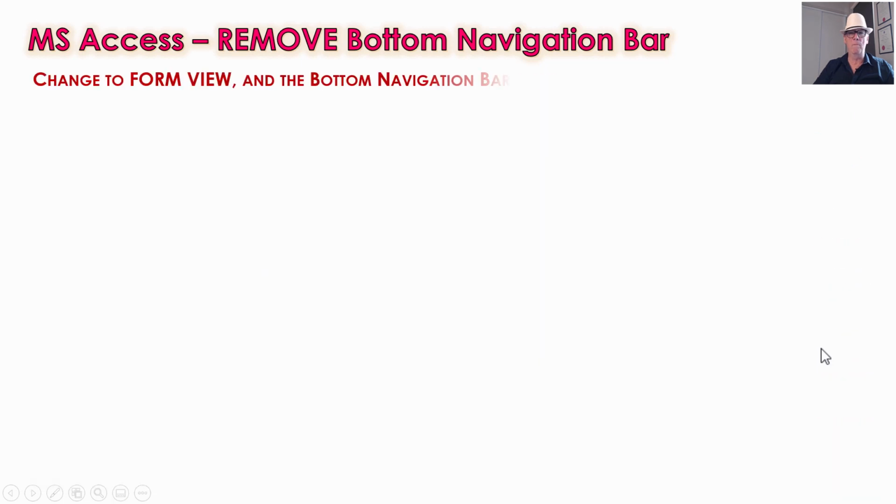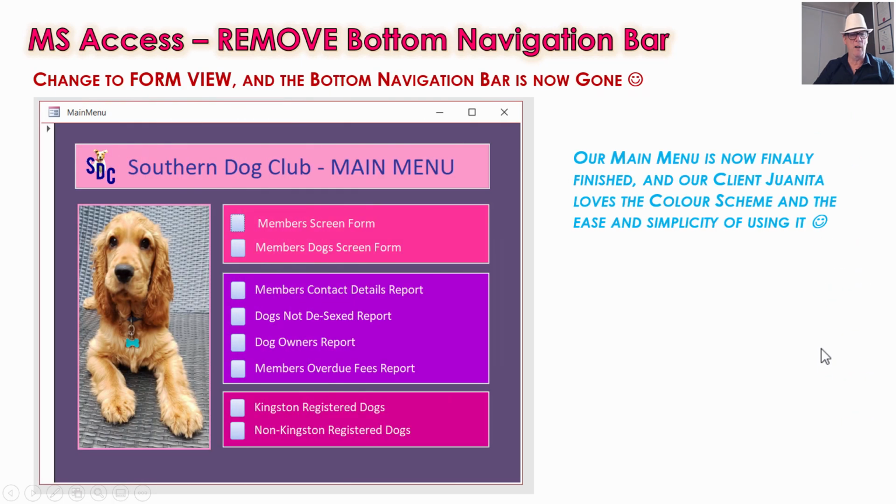And save your form, and then open it up in form view, and you can see we've got no navigation button at the moment. So finally, the form is finished, and these colors, Juanita likes them because they're kind of bright colors that she likes. Remember, she liked that members form in the palettes of lipstick colors. She likes this with the purples and pinks. She's a purple and pink kind of girl. So that's good. Always give the customer what they want, but you can use different colors if you want. And it's very well laid out and simple to use.